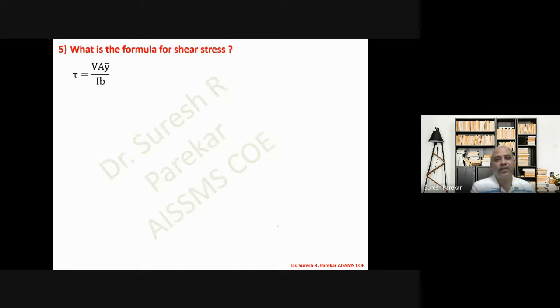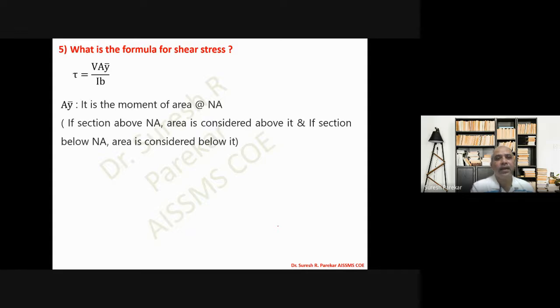What is the formula for shear stress? We have tau is equal to V A y bar upon I B, and A y bar is the moment of area about the neutral axis. Which area? If you are going to find the bending shear stress at any section, and that section is above the neutral axis, then we have to take the area above it.